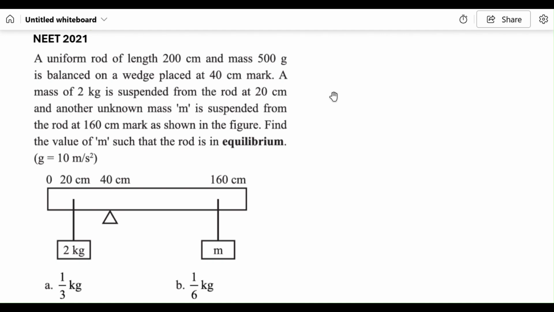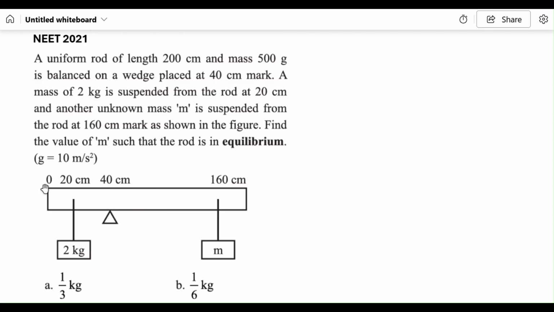Okay, let's continue our discussion. So here we have a uniform rod of length 200 centimeter and mass 500 gram, and it is balanced on a wedge placed at 40 centimeter mark. A mass of 2 kg is suspended from the rod at 20 centimeter, and another unknown mass M is suspended from the rod at 160 centimeter mark as shown in the figure.